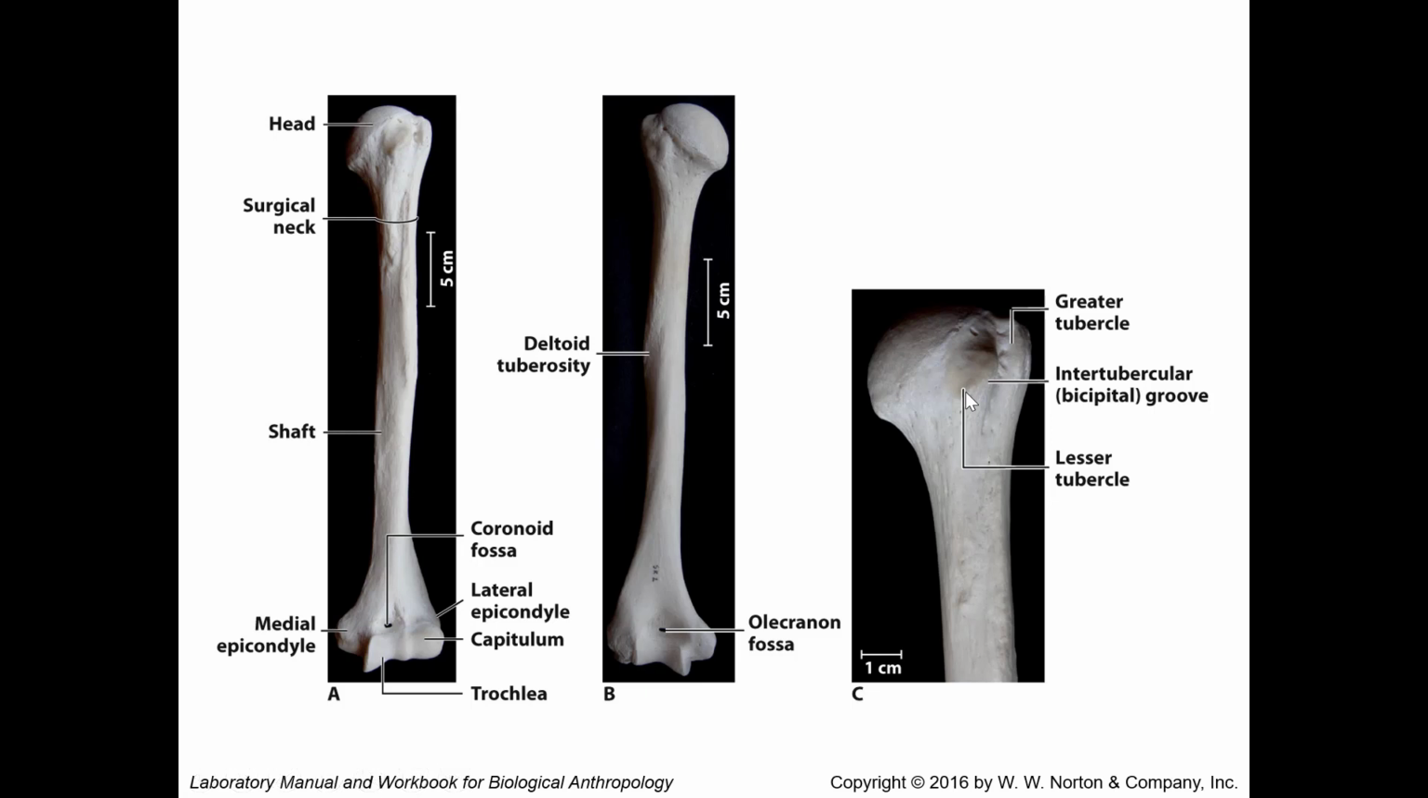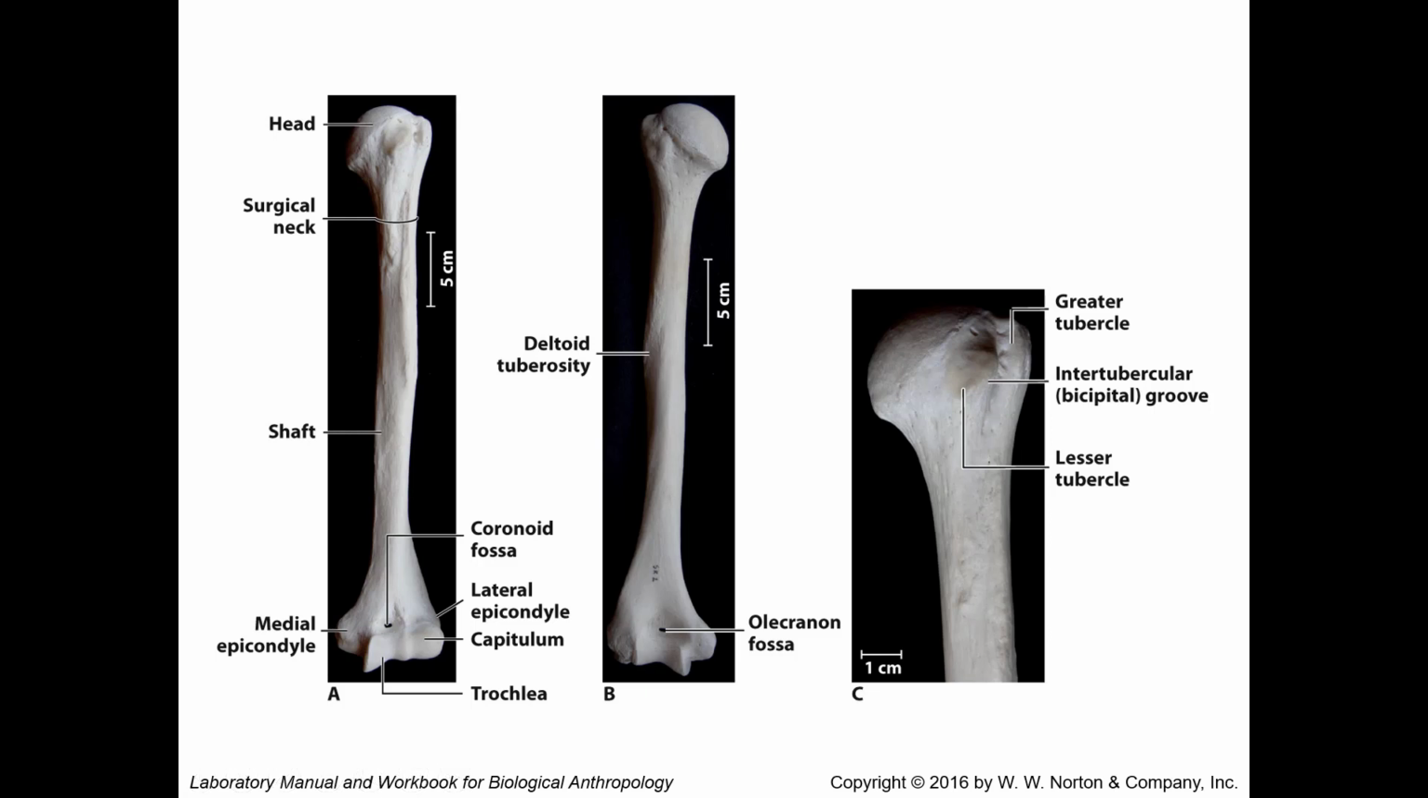The greater tubercle is more posterior and it is larger. Both of these tubercles are for muscle attachment. Between the two tubercles, there is an indentation called the intertubercular or bicipital groove. You can see it here, between the two. This groove accommodates a tendon of the biceps muscle.